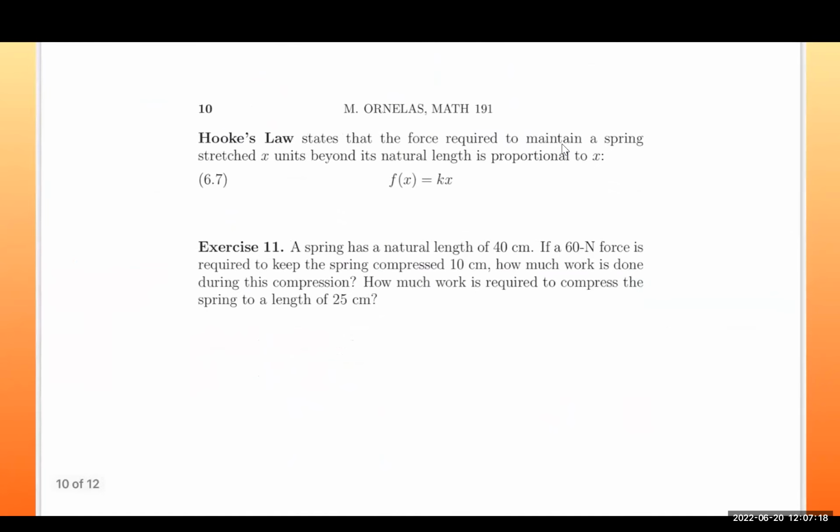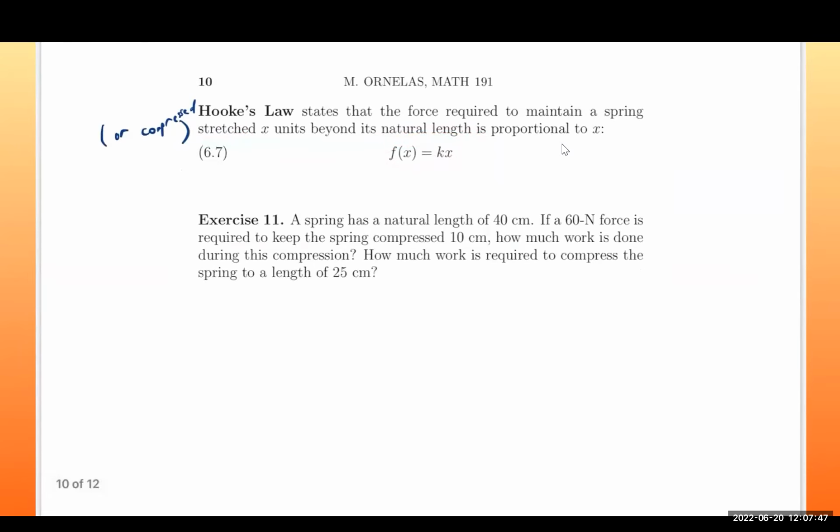All right, and there is this other law, called Hooke's law, that deals with springs. It states that the force required to maintain a spring stretched or compressed x units beyond its natural length is proportional to x. That is, the force of the spring is equal to k times x, where k is just a constant, the spring constant. So let's see how we can apply this.